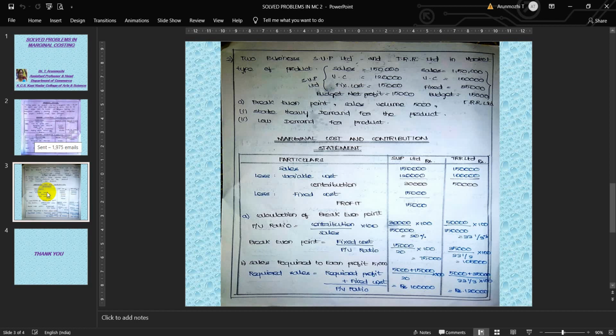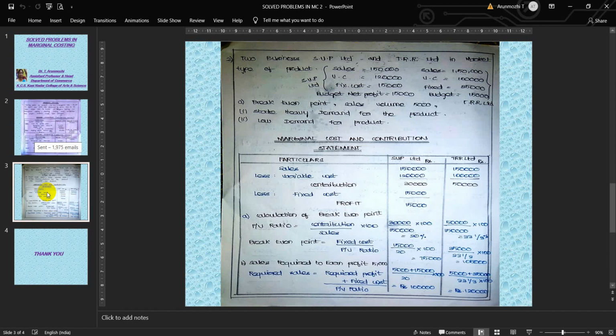The question asked is, you are required to calculate break-even point of each business. Calculate the sales volume at which each business will earn rupees 5,000 profit. State which business is likely to earn greater profit in conditions of heavy demand for the product and low demand for the product. Briefly give your answers.